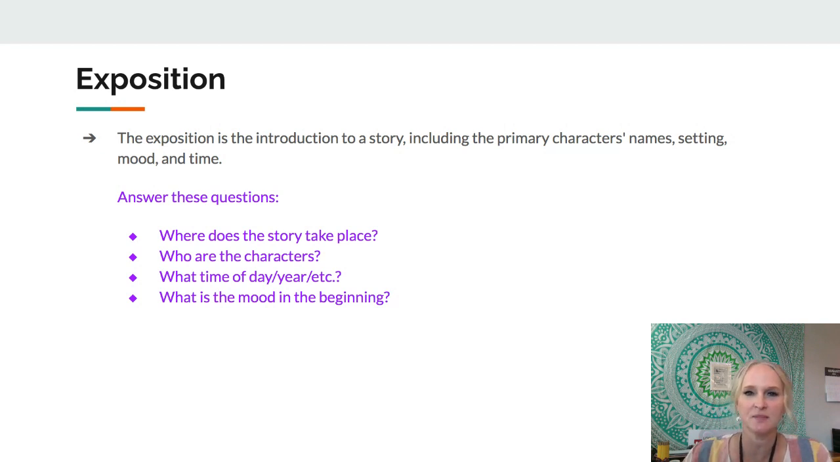And when I say time, it could be time of day, it could be time of the year, it could be a point in time, like maybe in the 1920s, and now we're in the 2020s. So what period is it in? Exposition tells you these things. It sets up the story and lets you know what you need to know in order to continue to understand the story. And I'll point out the purple questions that I have on the slides. You will answer those after we read the little story together, so don't worry about those quite yet.